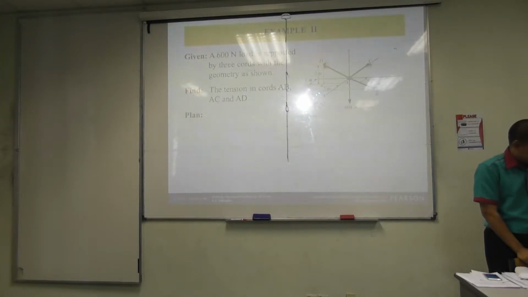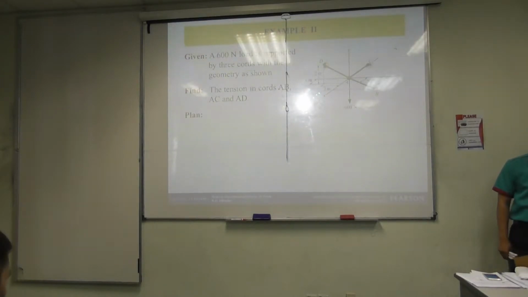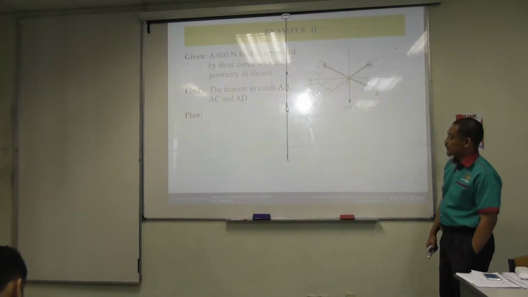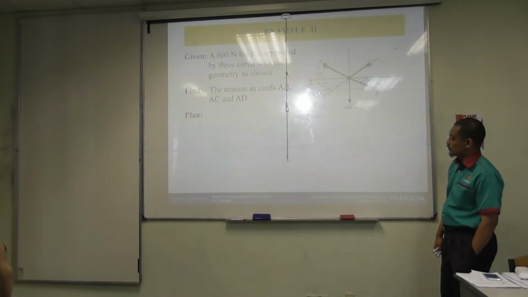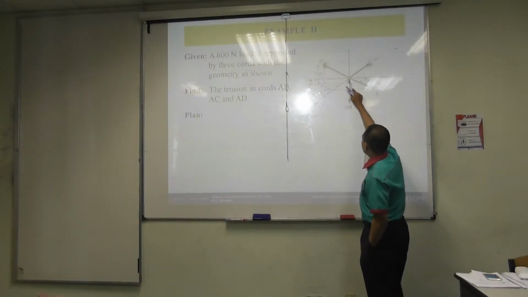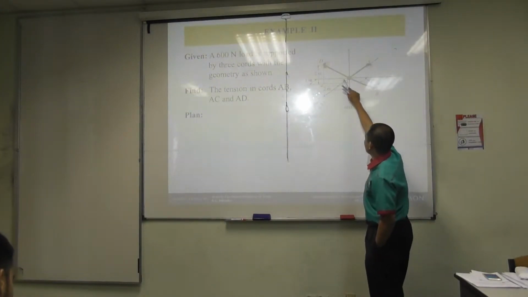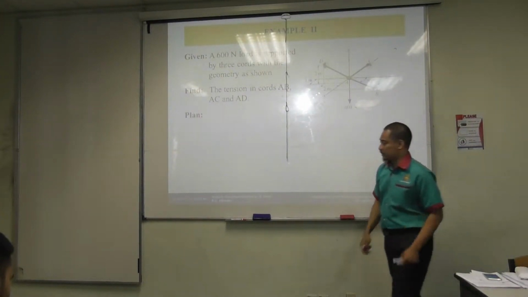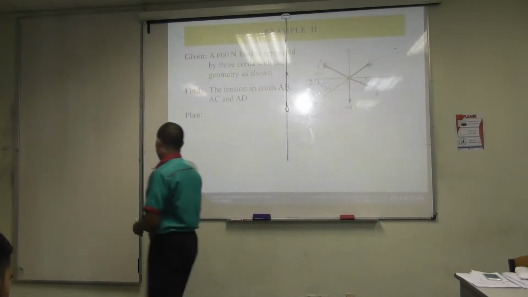Right, so the question here is that we have the 600 Newton load supported by 3 cords or 3 cables with the geometry shown. And we need to find the tension in each of the cords, AB, AC, and AD. Right. So if you can see, there's a ring here, falls downward, and then you have the 3 cords. So the first thing is to draw the free body diagram.